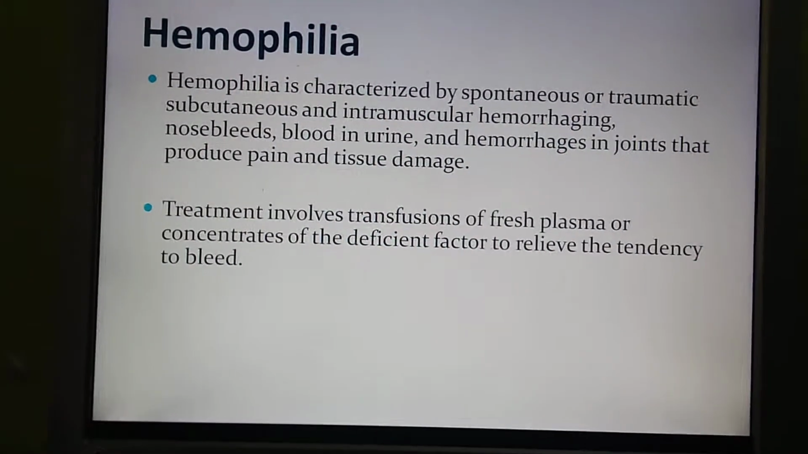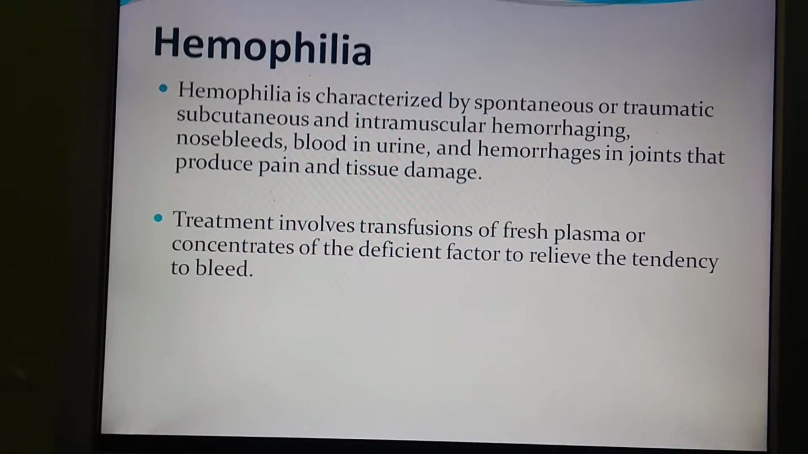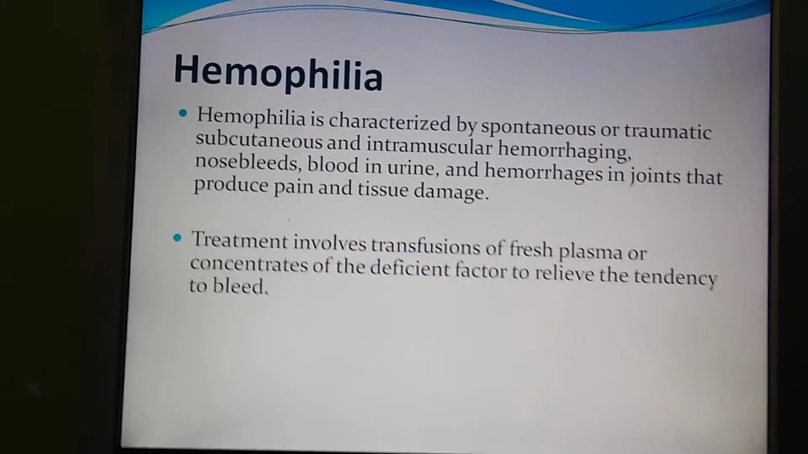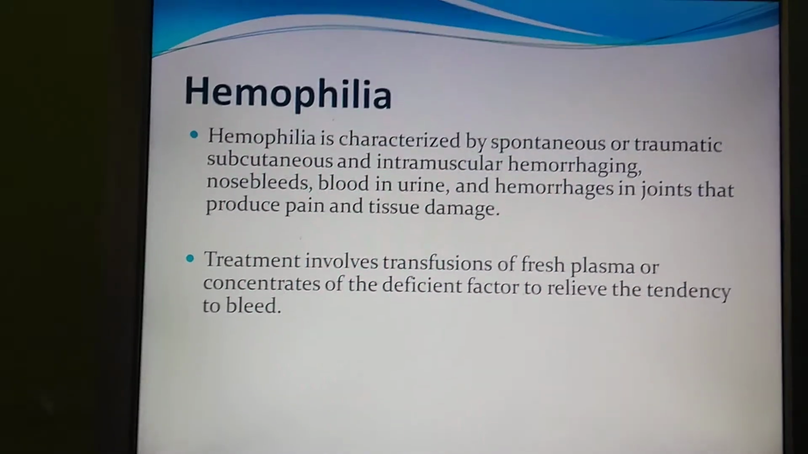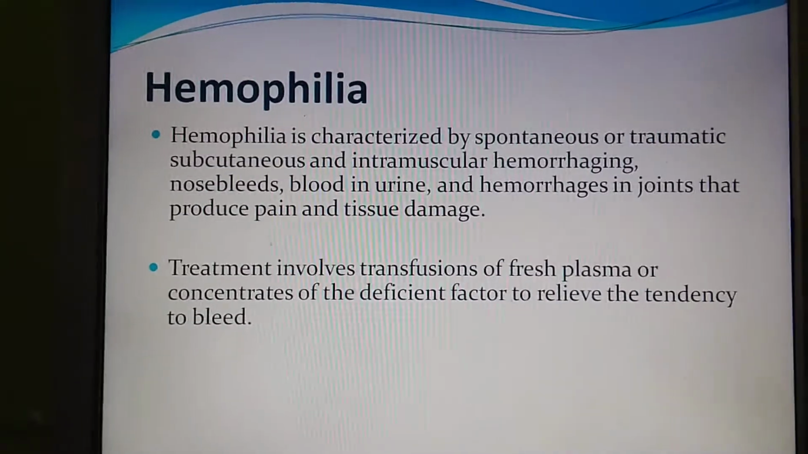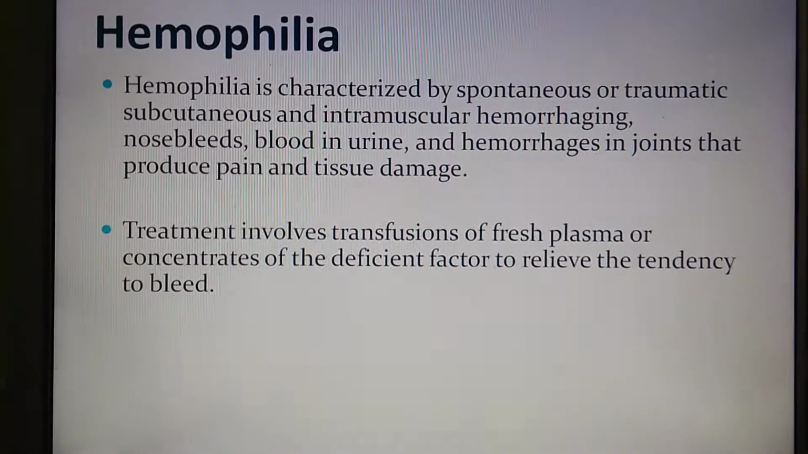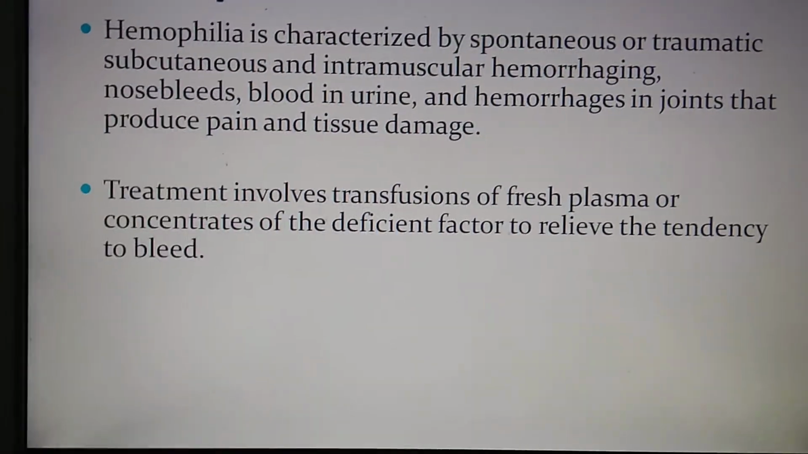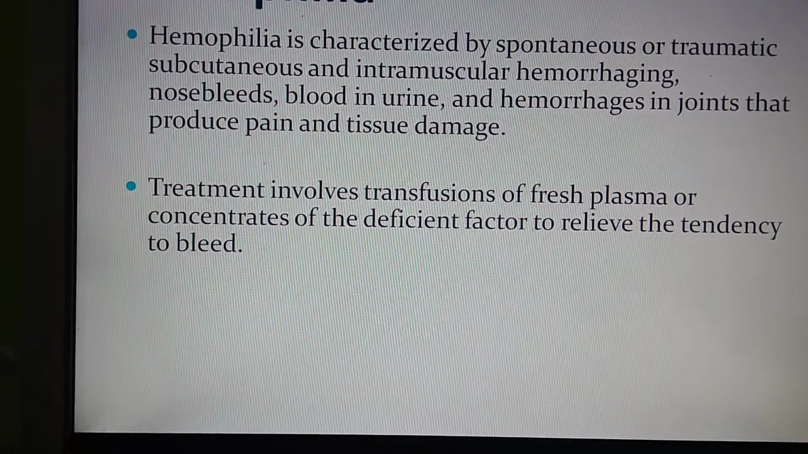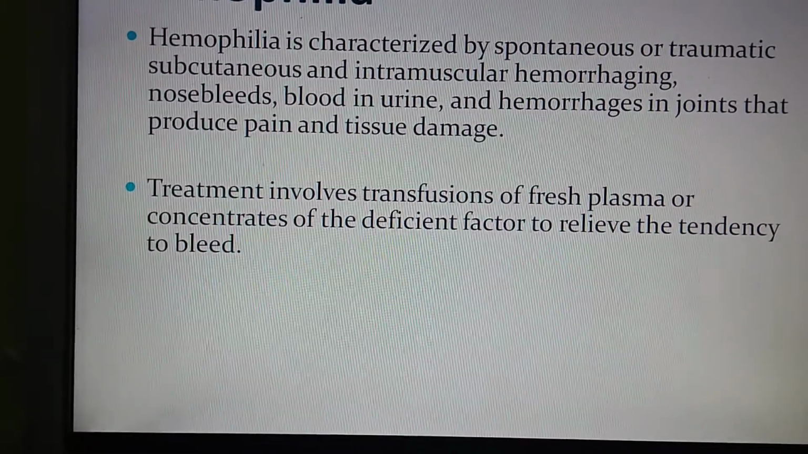Now, hemophilia is characterized by spontaneous or traumatic subcutaneous and intramuscular hemorrhage, nosebleeds, blood in the urine, and hemorrhages in joints that produce pain and tissue damage. Treatment involves transfusion of fresh plasma or concentrate of the deficient factor to reduce the bleeding tendency of the blood.